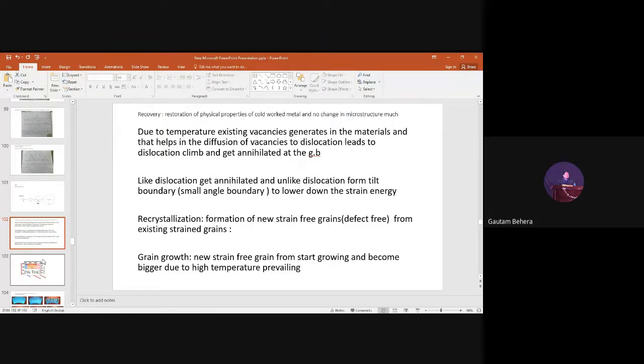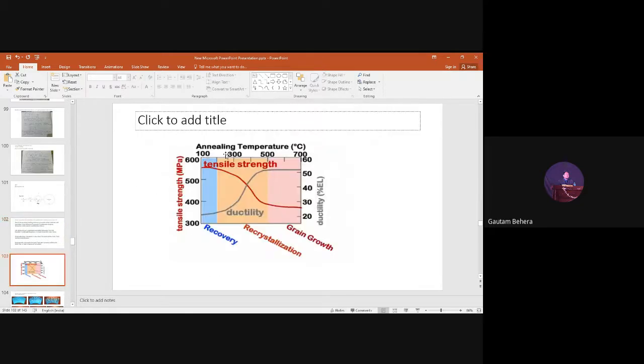So 3 stages are there. One is the recovery stage, another is recrystallization, and finally grain growth. This is a very good image you can see. In this direction temperature is increasing, and what is happening is shown over here. At low temperature recovery happens, at intermediate temperature recrystallization happens, and at high temperature grain growth happens, right? You can see tensile strength is going down, but the ductility is increasing, right?